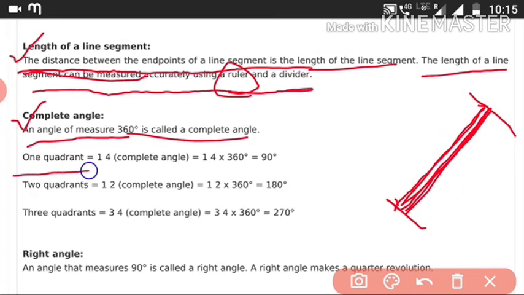Now one quadrant. You have to remember all this. This will come while solving questions. One quadrant means what? 1/4. This is 1/4, not 14. 1/4 of a complete angle.